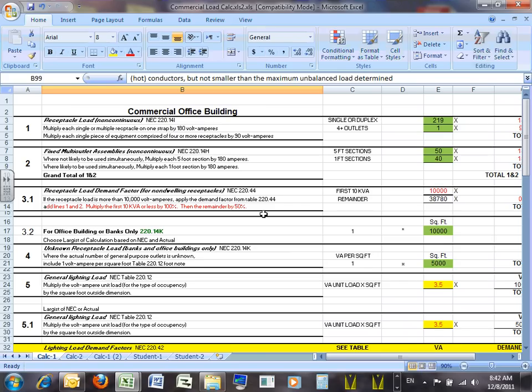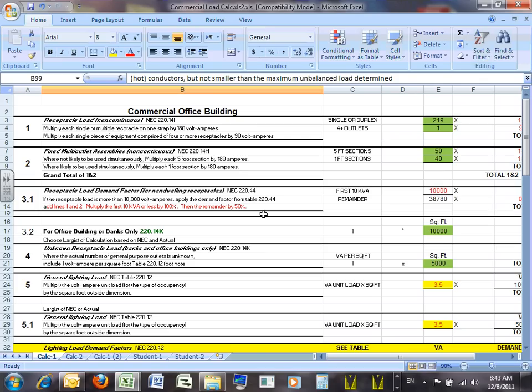Notoriously famous, one of them, guys, is the receptacle load, a major load. The second major load that we do is lighting load. That's a major type of load. And the third major type, they call them chunks of loads, is going to be the mechanical equipment: the heating, the cooling, and the ventilation.